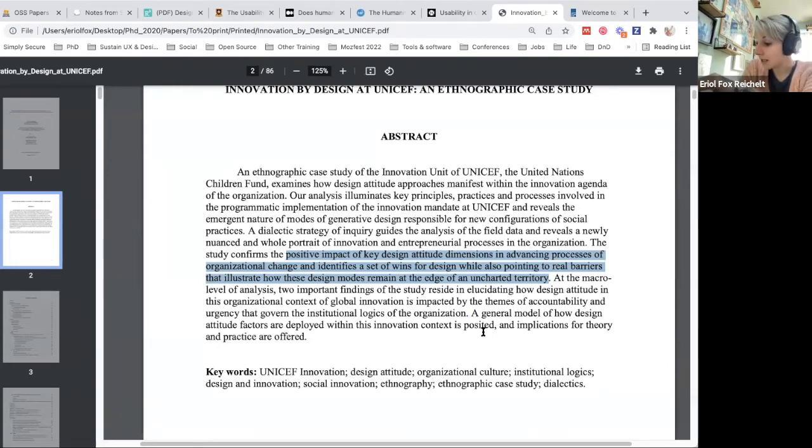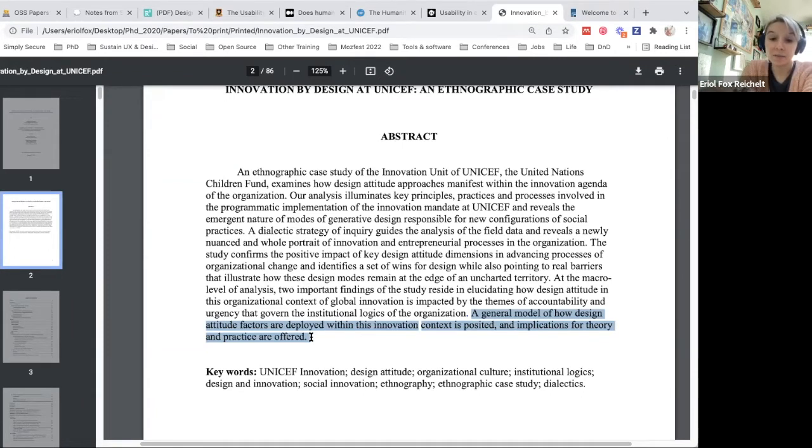The last thing that I've highlighted here is that a general model of how design attitude factors are deployed within this innovation context is posited, and the implications for theory and practice are offered. So yes, understanding how design attitude is understood and deployed within the innovation context is key to understanding how they could be done, or a way of measuring against another example in other open source software.